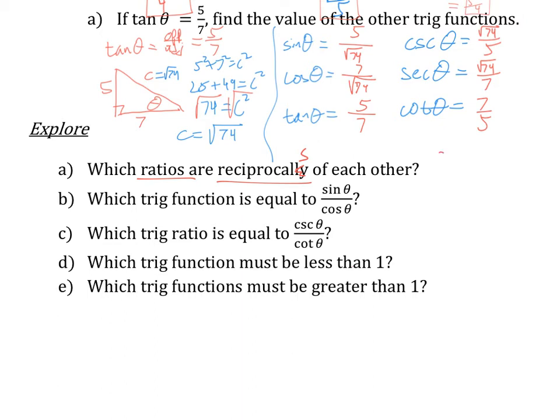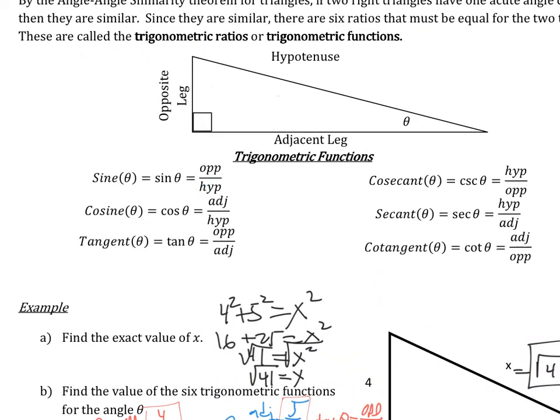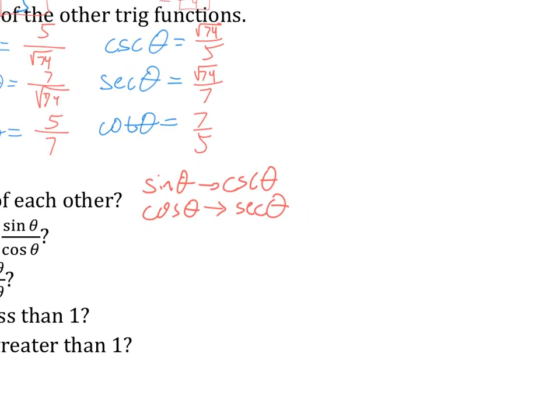Well, we know that sine of theta and cosecant of theta are reciprocals. Cosine of theta is the reciprocal of secant. These pairings are really important. If we just look up top, sine here is opposite over hypotenuse. Flip it around, you get cosecant. Cosine and secant are reciprocals. Same thing with tangent and cotangent. These relationships between these pairs are really important, and we'll use them a lot. Tangent of theta and cotangent of theta are reciprocals, okay?